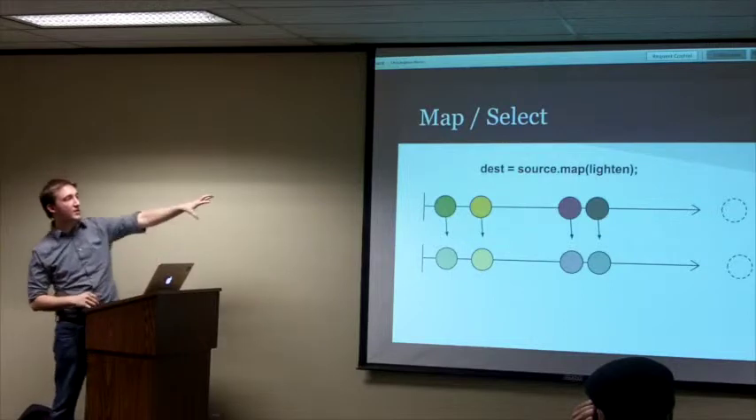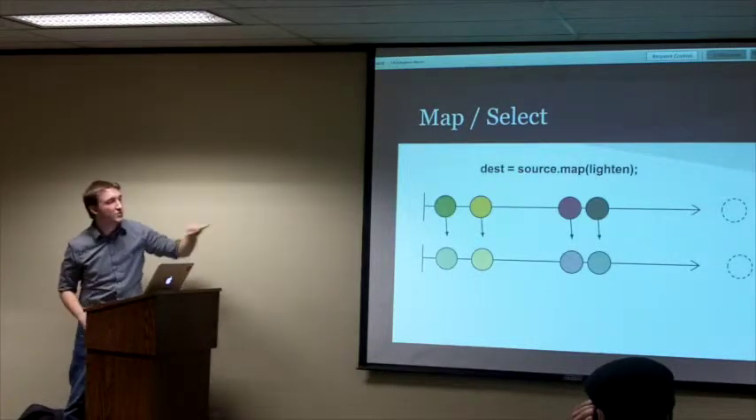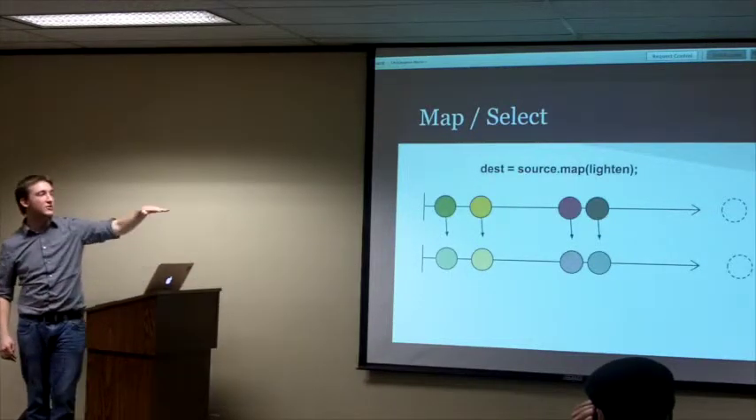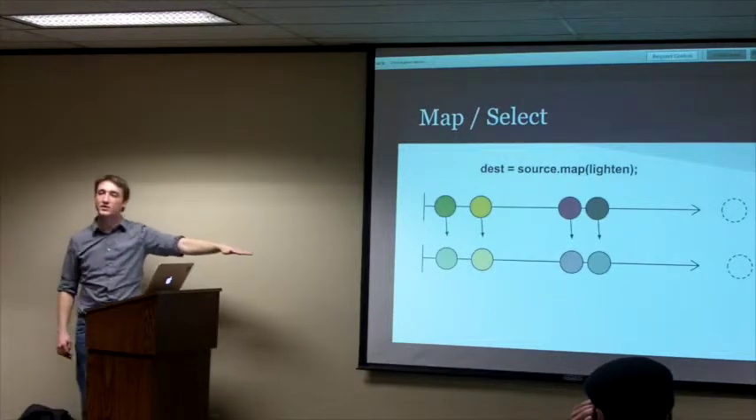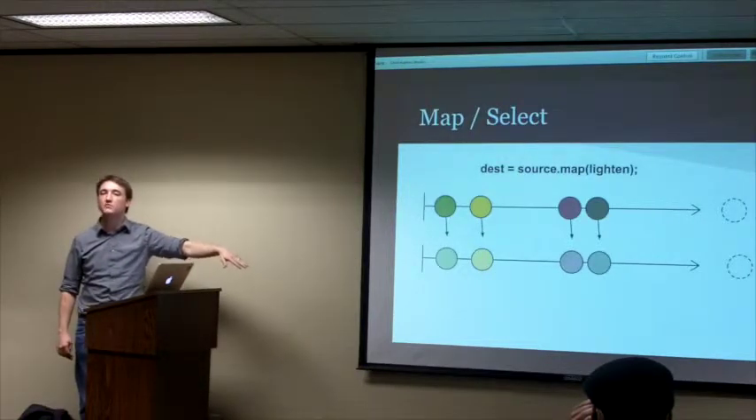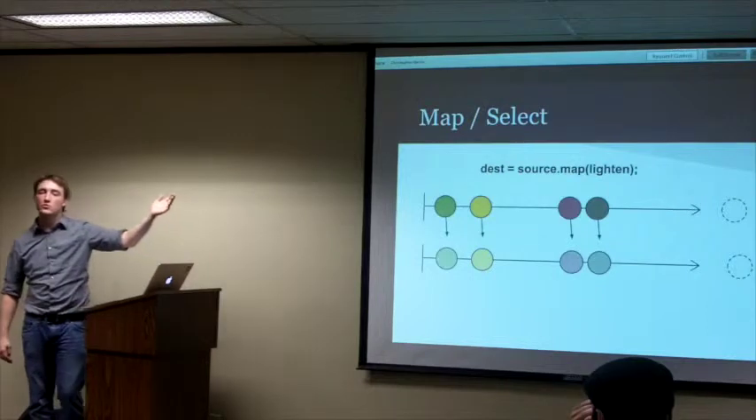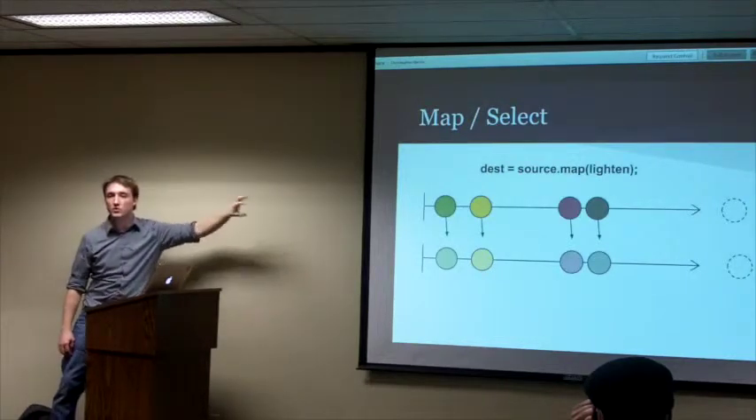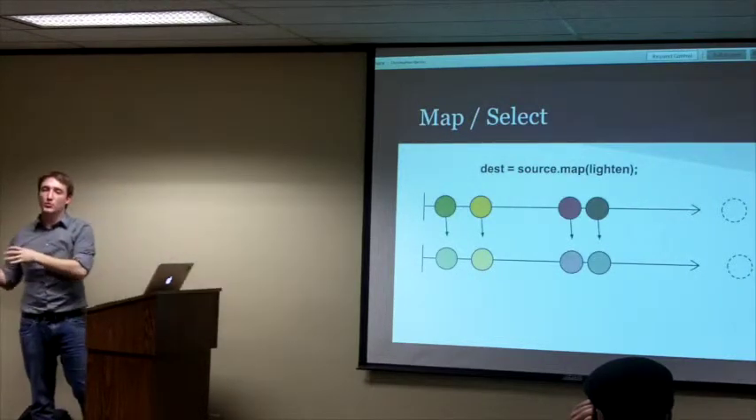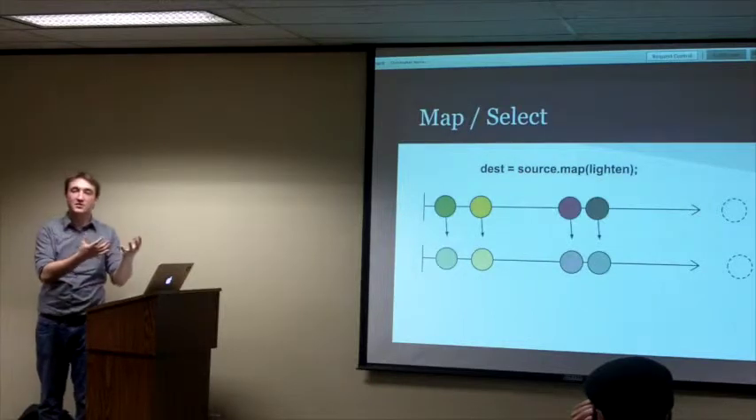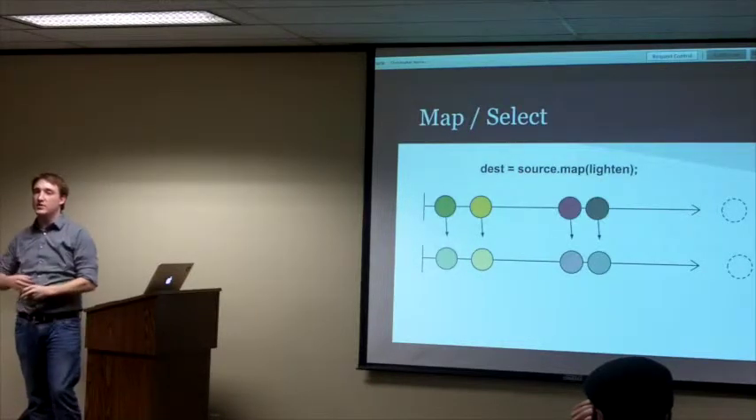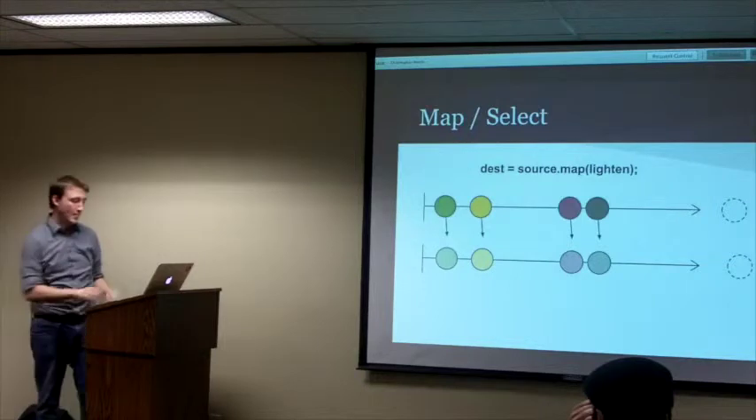And then we're mapping it via this lighting function. So let's say we get four colors. We map it via a lighting function. Well, now we have a new stream of events that is just a lighter version of the other stream of events. So we can take this one observable and turn it into a better observable. We can take events and turn them into better events, stuff that we can actually consume, stuff we need.